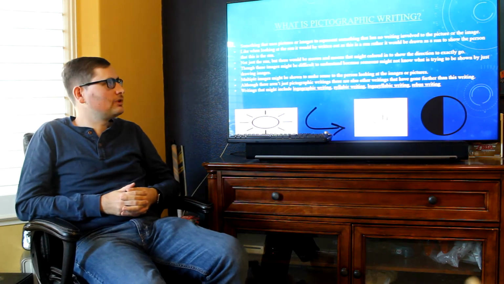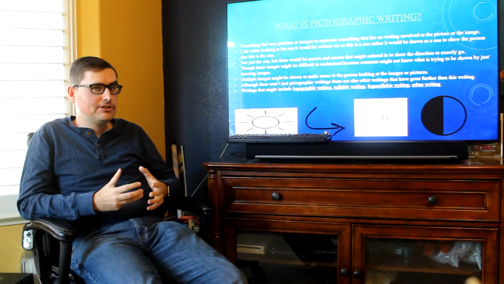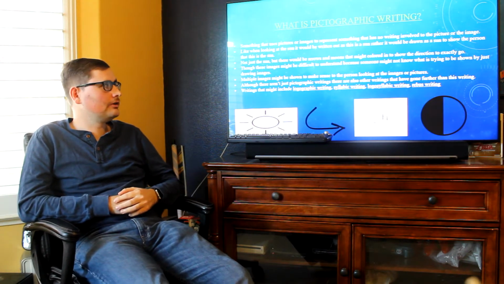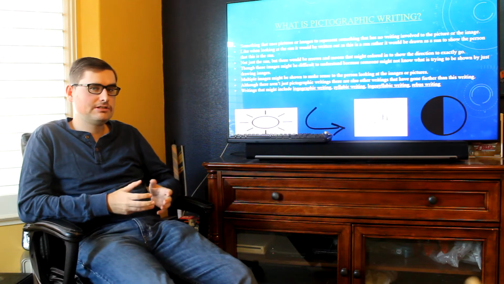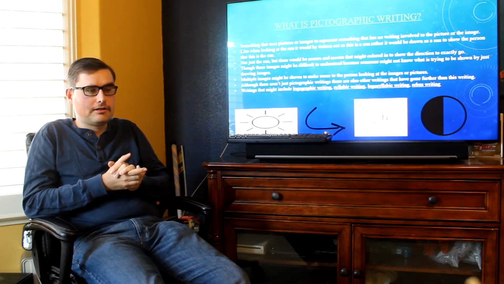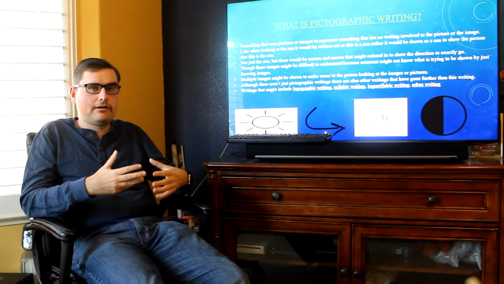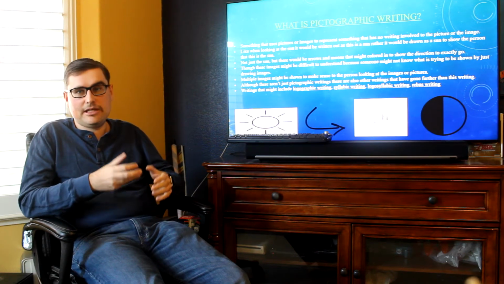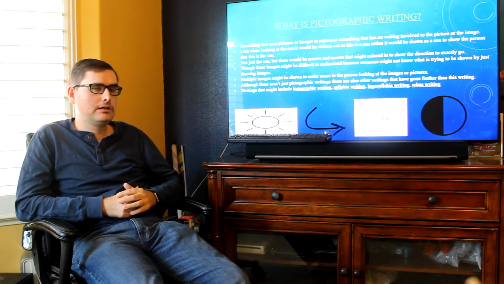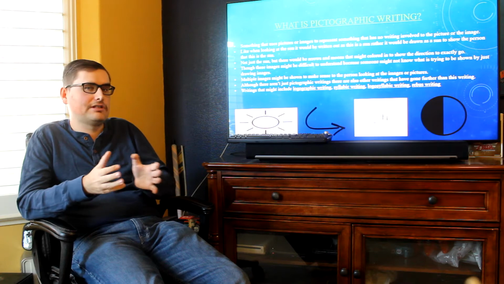Here is explained pictographic writing. It's a use of pictures or images to represent something that has no writing involved to the picture or the images. So there's pictures and images for certain messages. You need a certain amount of them to depict a message, because just having one picture or image will not really depict what a writer is trying to say.